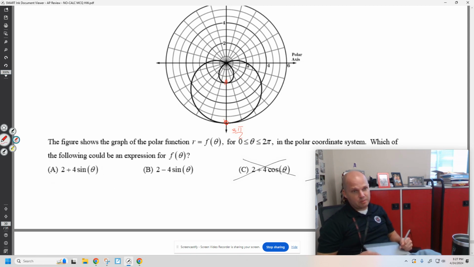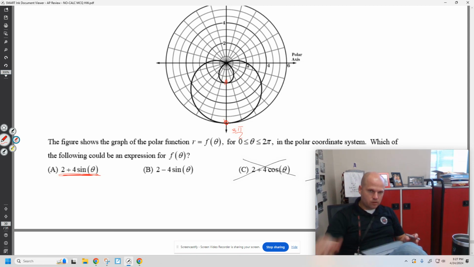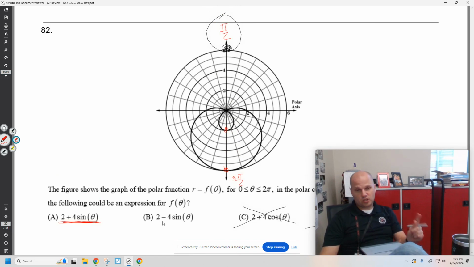If I plugged in pi over 2 into this guy, sine of pi over 2 is 1, 4 plus 2 is 6. But if I plug in pi over 2 into this guy, I can see 2 minus 4, which is negative 2. And I got that negative 2 point right there. If I plug in 3 pi over 2 into this guy, it'd be 2 minus negative 4, because the sine of 3 pi over 2 is negative 1. And that's where I get that positive 6. So, man, it's a lot easier than trying to sketch them all, right?